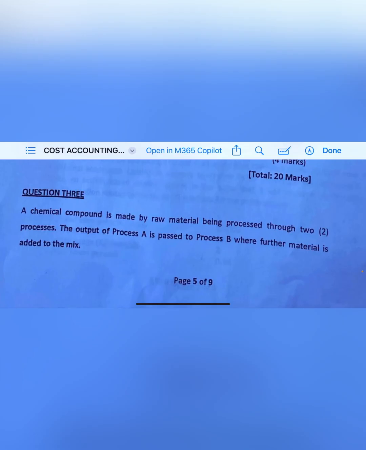They are saying a chemical compound is made by raw material being processed through two processes. The output of process A is passed to process B, where further material is added to the mix. Okay, so we want to produce two things and we have two processes for us to be able to produce. When we produce in process 1, what we produce, which is the output, will be taken to the next stage, which is process 2, where another material is being added.